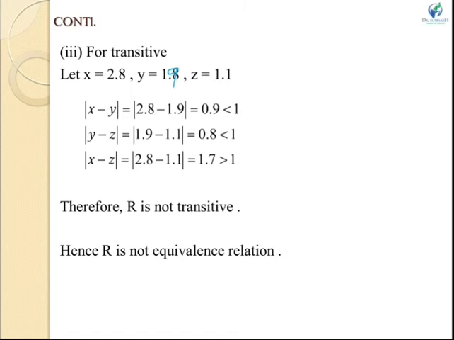Now we will see whether x is related to z or not. If I take x equal to 2.8 and z equal to 1.1, I get 1.7, which is greater than 1. That is not satisfying the property of transitivity. So we can say that R is not an equivalence relation.